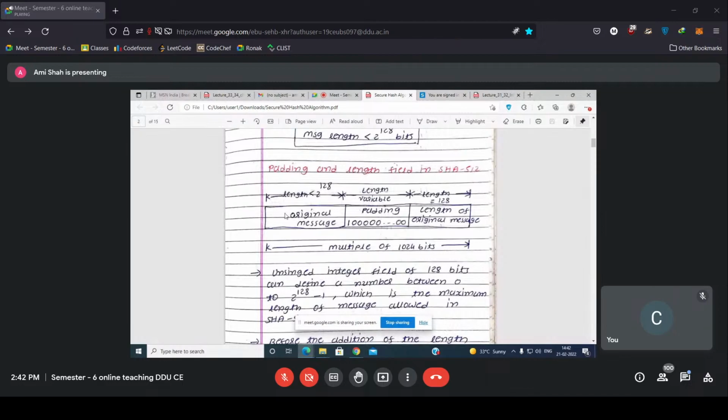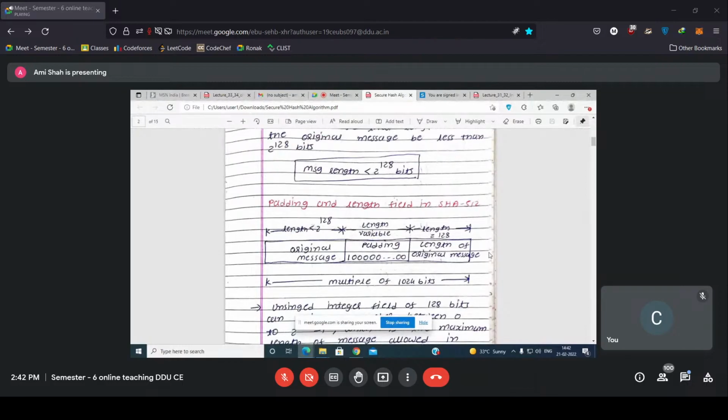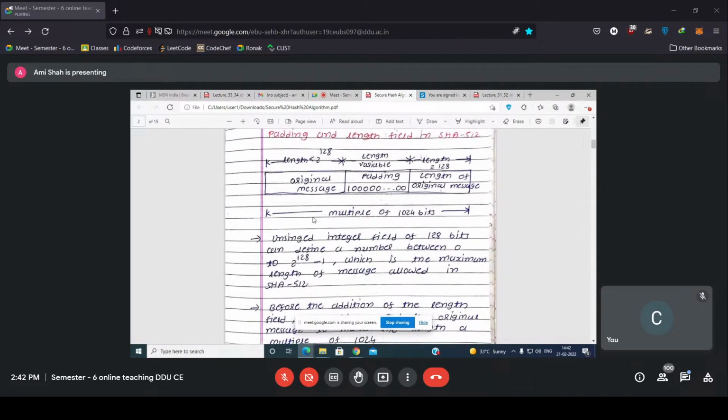The length is less than 2 raised to 128. How is the length of the original message stored here? First, the binary of the length is taken, and that binary is stored here, but it must be a multiple of 1024 bits. So original message plus padding plus length must be a multiple of 1024 bits. The unsigned integer field of 128 bits can define a number between 0 and 2 raised to 128 minus 1, which is the maximum message length allowed in SHA-512.